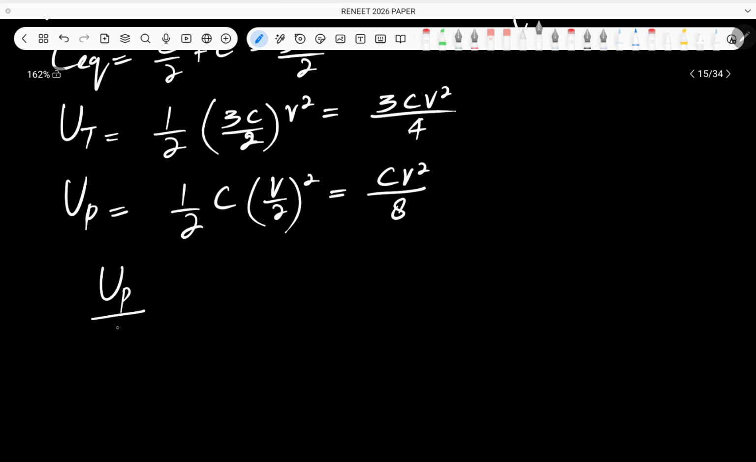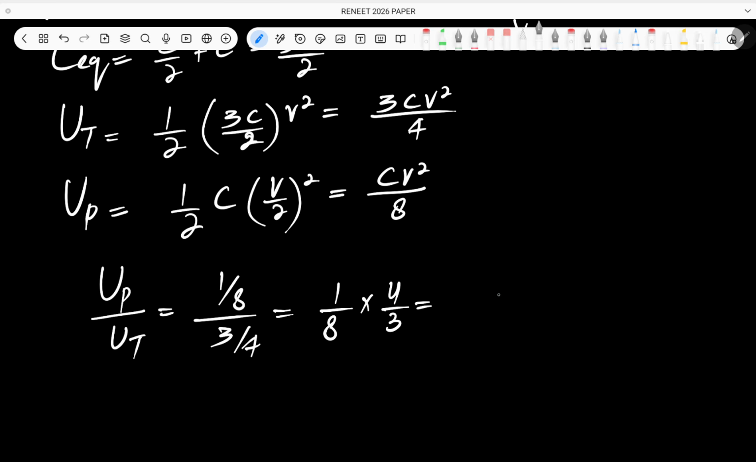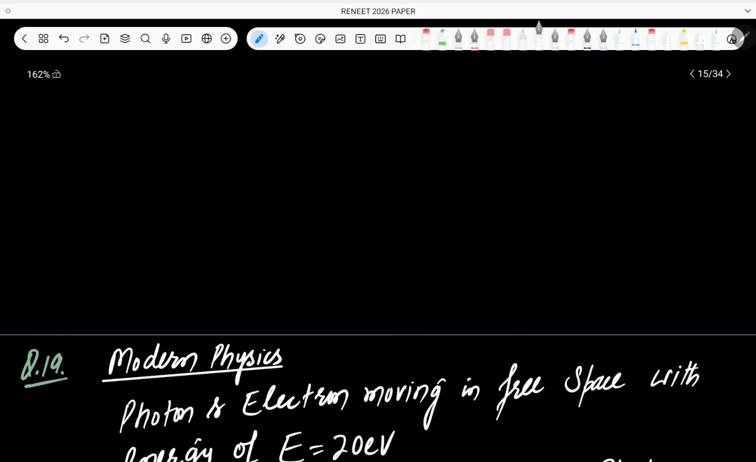So UP divided by UT will be equal to 1 divided by 8 whole divided by 3 by 4. CV square will cancel. So it is 1 by 8 multiplied by 4 divided by 3, which comes out to be 4 1 4, 2. So it is 1 divided by 6. So this is the answer to this question, that is 1 by 6. All right, let's move to another question.